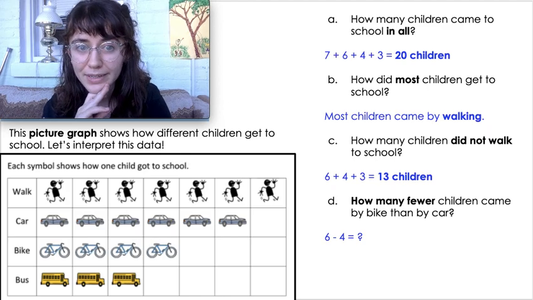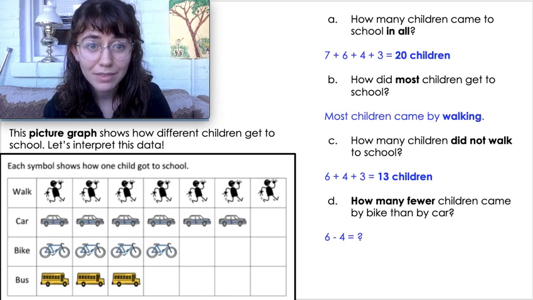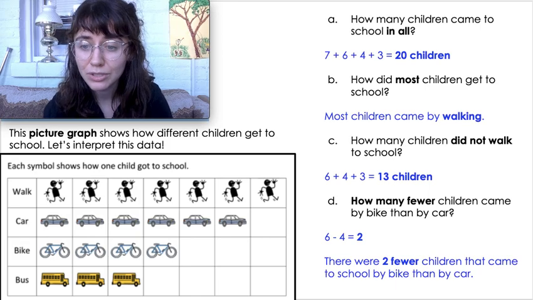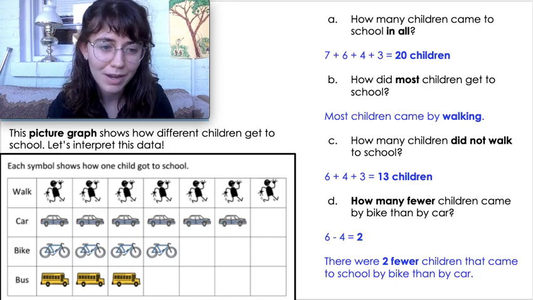6 minus 4. Now the answer is going to be 2. So there were 2 fewer children on bike than by car.